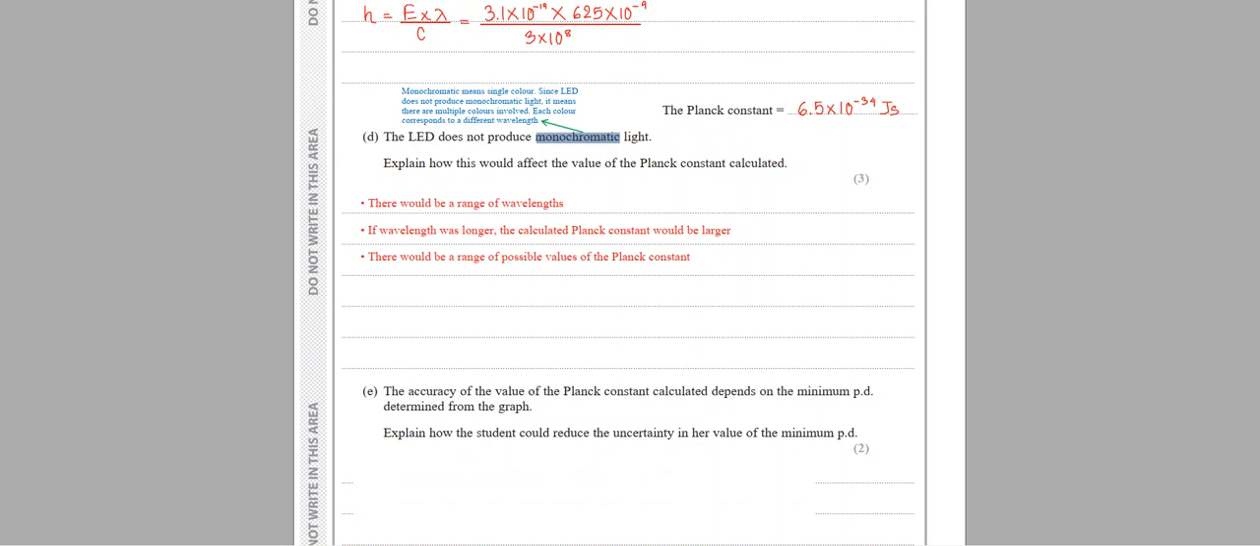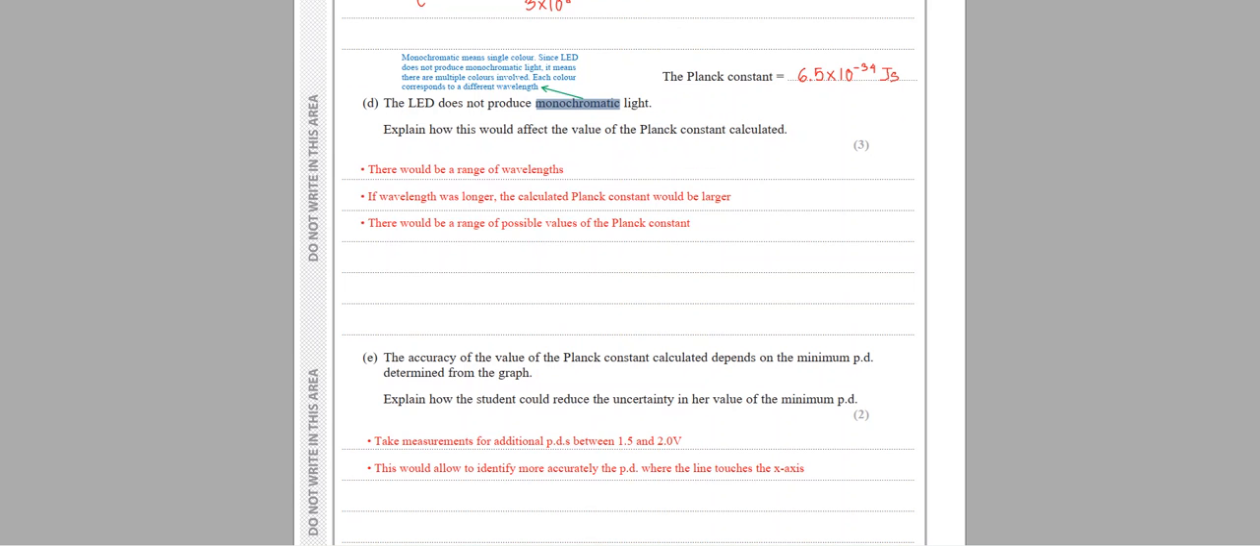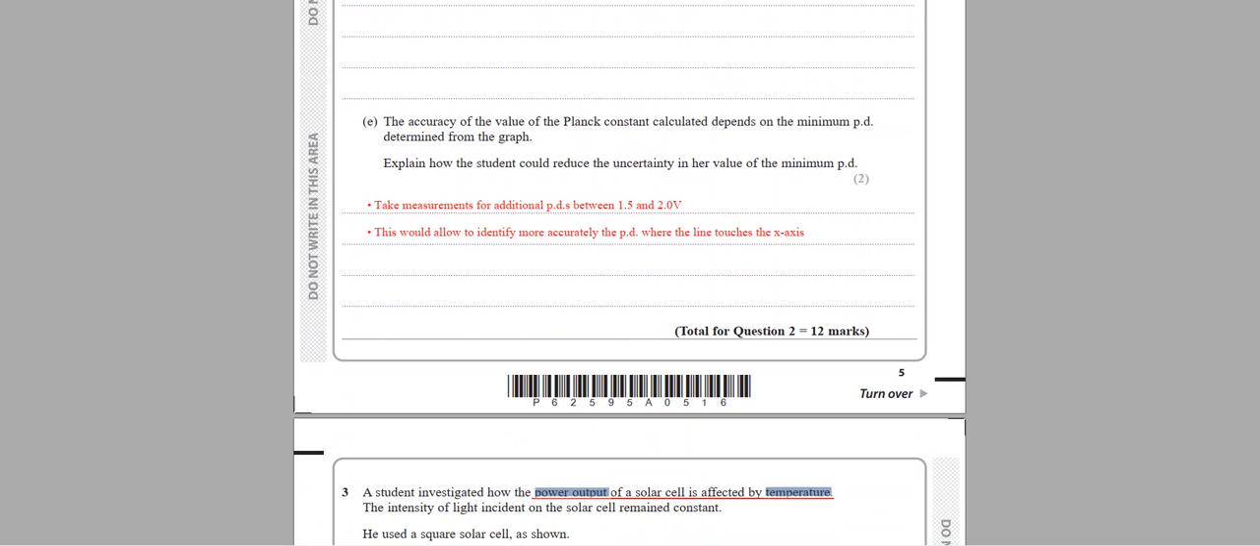If wavelength was longer, the calculated value of the Planck's constant would be larger. There would be a range of possible values of Planck's constant because there are a range of wavelengths involved. Let's look at part E. The accuracy of the value of Planck's constant calculated depends on the minimum PD determined from the graph. Explain how the student could reduce the uncertainty in her value of the minimum PD.